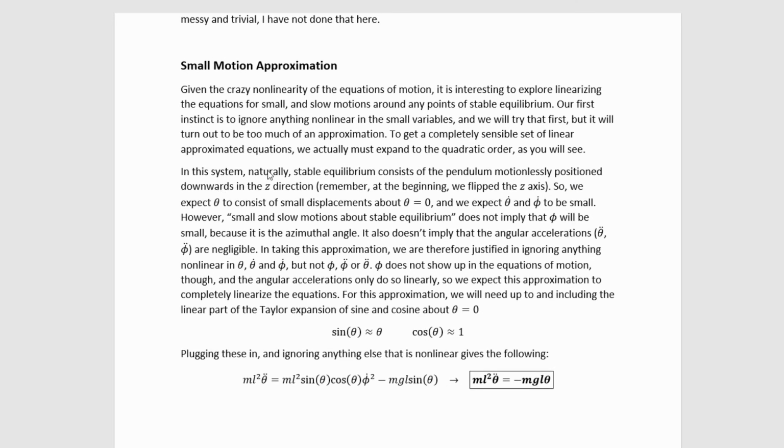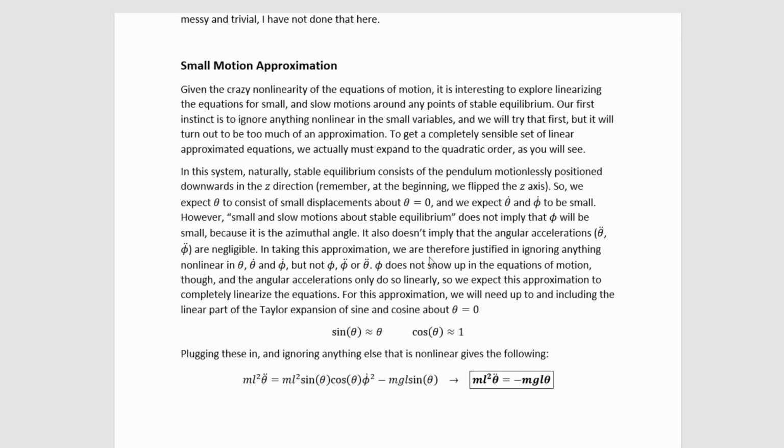will see. In this system, naturally, stable equilibrium consists of the pendulum motionlessly positioned downward in the z direction. Remember, at the beginning, we flipped the z-axis. So we expect theta to consist of small displacements about theta equal to 0, and we expect theta dot and phi dot to be small as well. However, small and slow motions about stable equilibrium doesn't imply that phi will be small because it's the azimuthal angle. It does imply that the rate of change of phi will be small, but not phi itself.